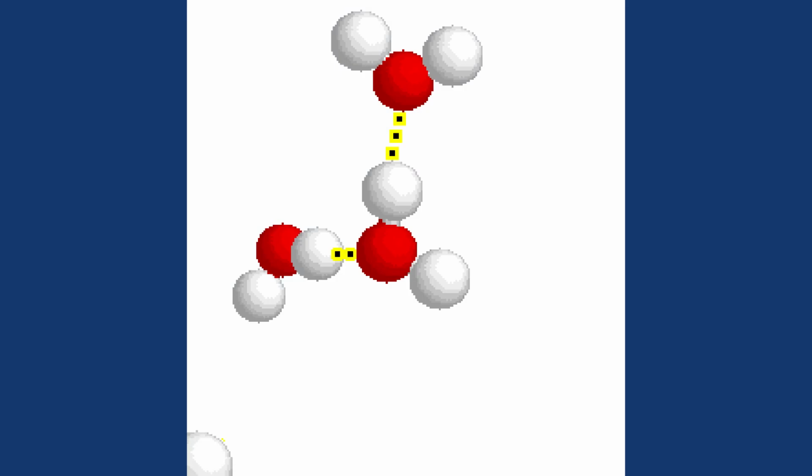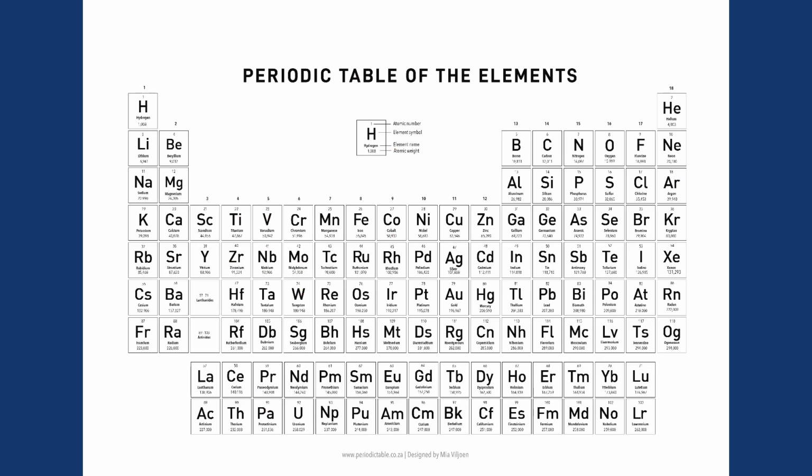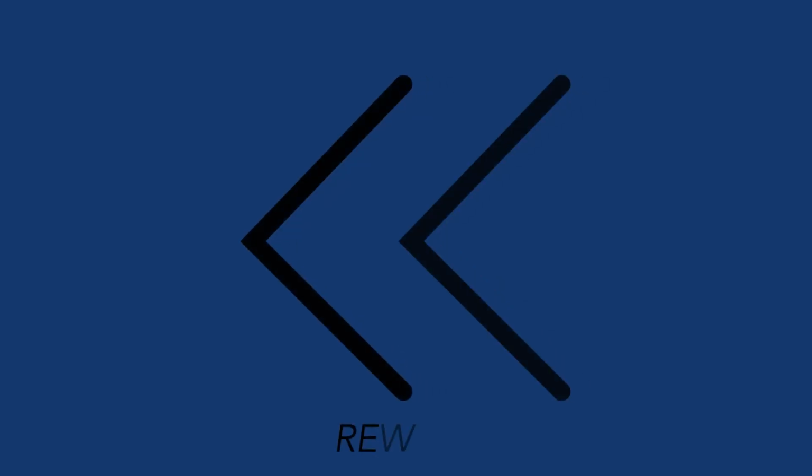So 1 molecule of water can hydrogen bond 4 times. Finally, hydrogen bonding can occur between an atom of hydrogen and fluorine, hydrogen and oxygen, or hydrogen and nitrogen, which are 3 highly electronegative elements.